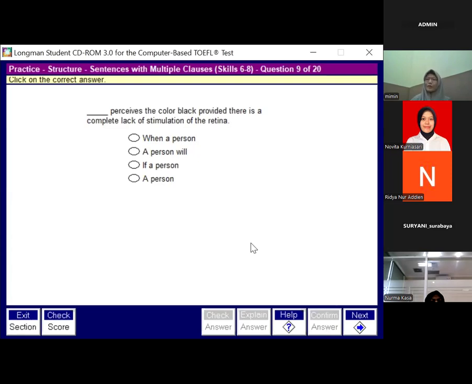Well, I hope you don't mind if the discussion lasts until 3 o'clock, because I was told by Mbak Restu that the time is 2 hours actually. So you don't have to think much about the answer. Just which one do you think is correct? So Kak Nurul, please, number 9. We still have 11 more numbers.